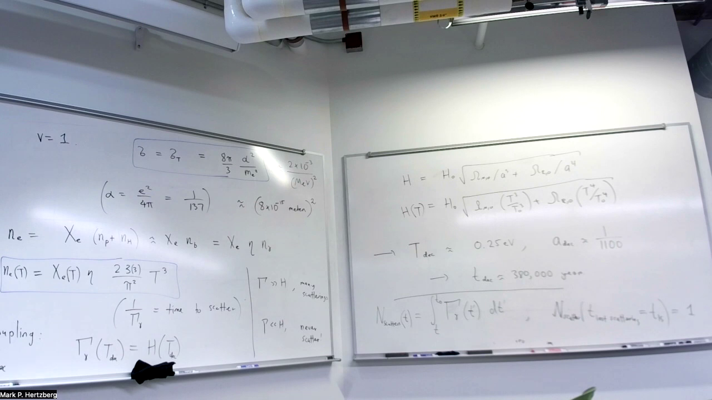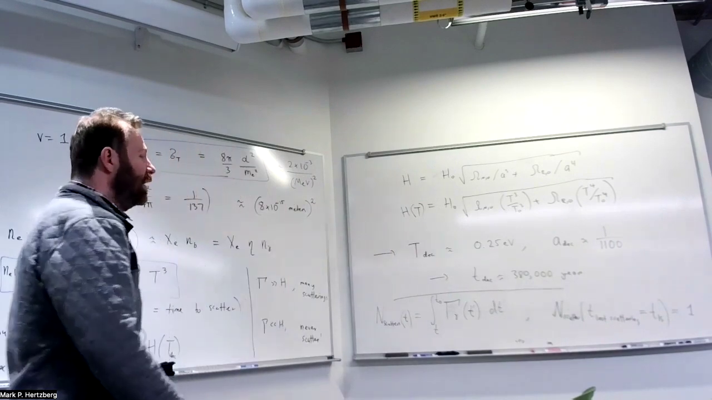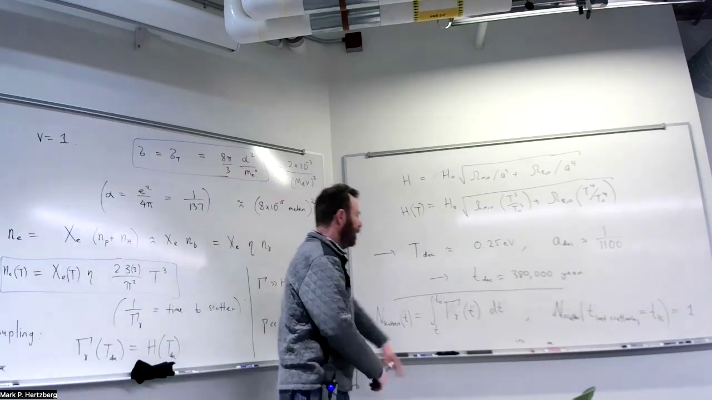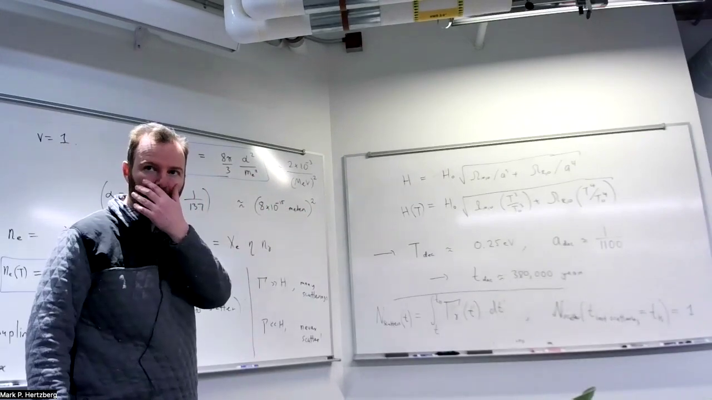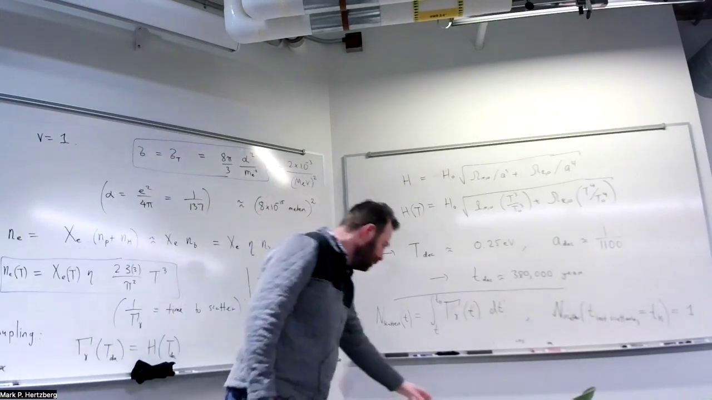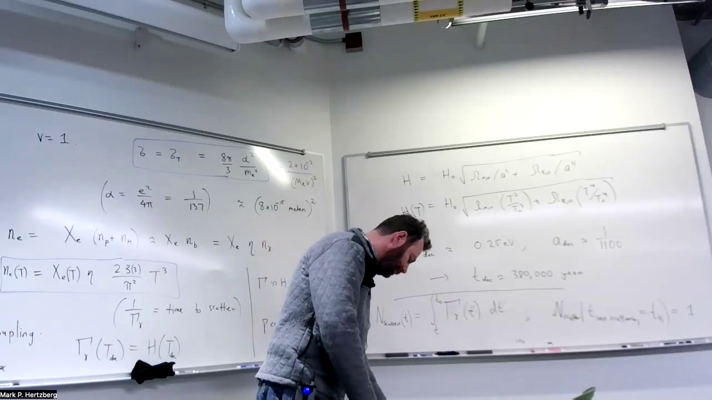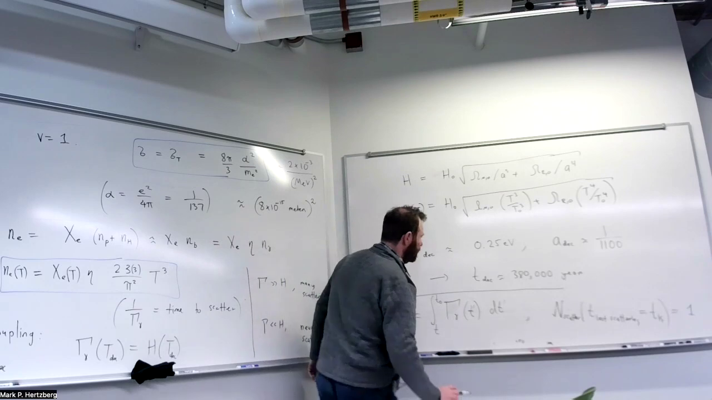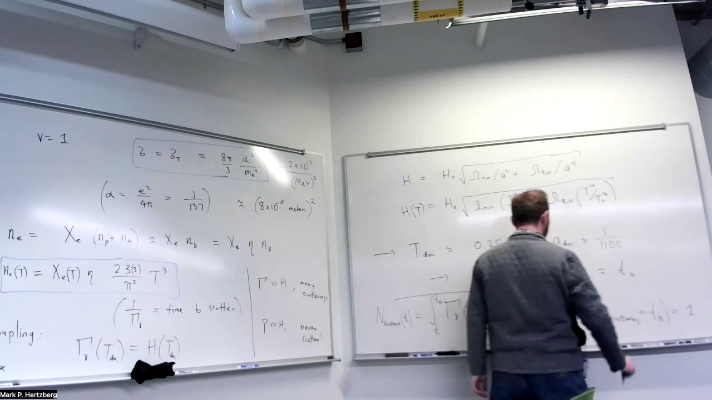Well, you would have to set this integral, the number of scatters, equal to 1. And you can compute that, and you get a number very, very similar to this. Very close, maybe differing by 5,000 or something years. So let's just say this is approximately t of last scatter as well.